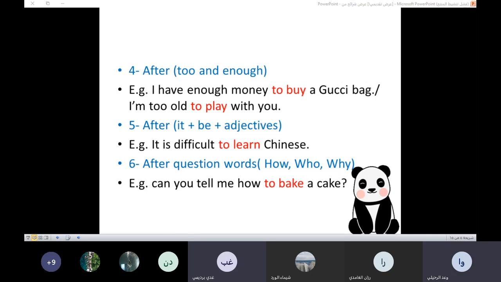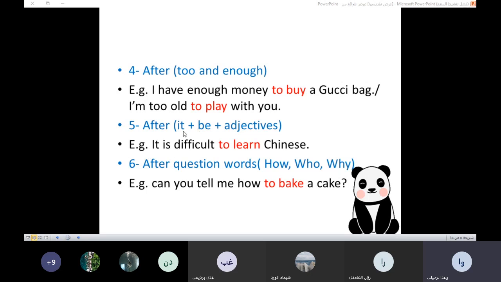So when I say after the words "too" and "enough," I don't mean immediately after them. I am too old. I have enough money. So it doesn't mean immediately. It means in the same sentence, if I see "too" or "enough," I'm going to have after them the full infinitive, to plus the base form.